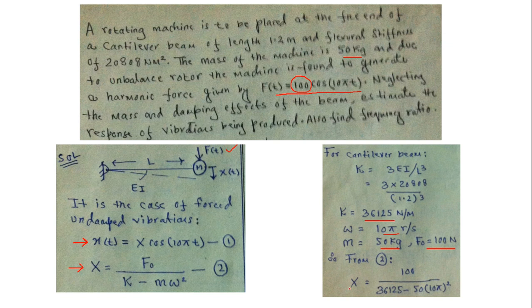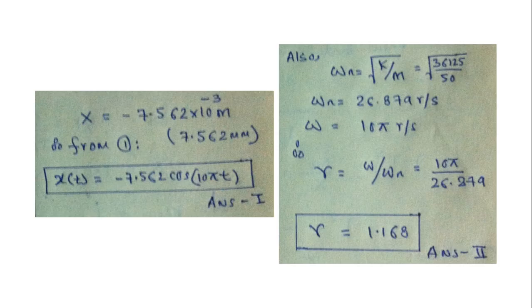Then we substitute all the results in equation number 2, and we are going to get the amplitude of the vibration, that is 7.56 millimeters. So this means that the response is negative 7.562 cos 10 pi t, and this negative sign indicates that the response is 180 degrees out of phase compared to the input excitation.